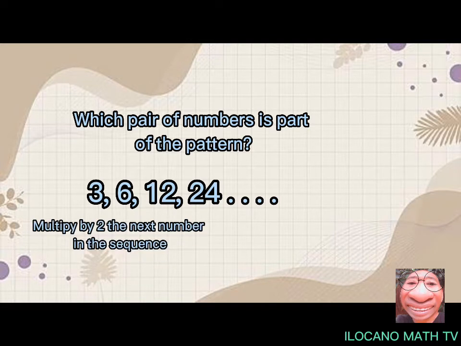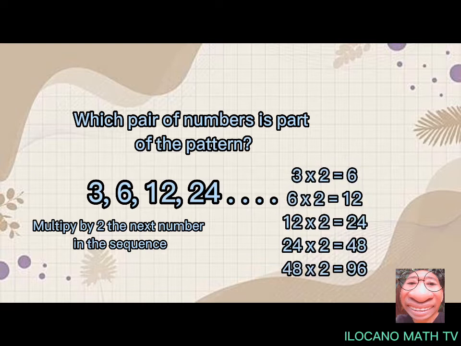To find the answer, we multiply by 2 the next number in the sequence. This is the formula. 3 times 2 is equal to 6. 6 times 2 is equal to 12. 12 times 2 is equal to 24. 24 times 2 is equal to 48. 48 times 2 is equal to 96. Therefore, the correct answer is letter B, which is 48 and 96. And that is the pattern of this sequence.